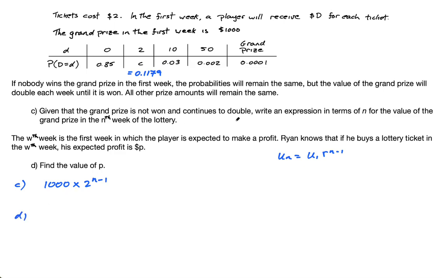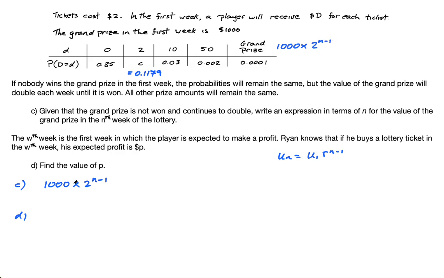Part D says the Wth week is the first week in which the player is expected to make a profit. Ryan knows that if he buys a lottery ticket in the Wth week, his expected profit is P. Find the value of P. Okay, the expected value is now, if he plays the lotto, what is he expected to win? So we know the expected return is just this times this plus this times this plus this times this plus this times this plus this times this, but this is now 1,000 times 2 to the power of n minus 1.